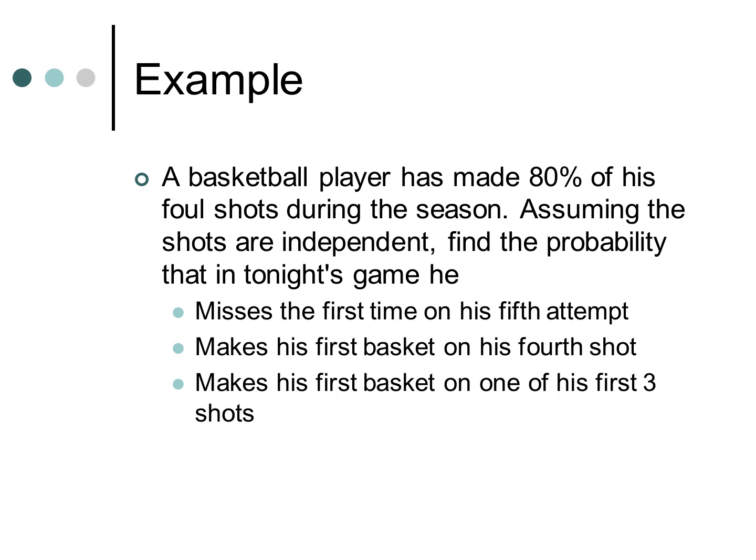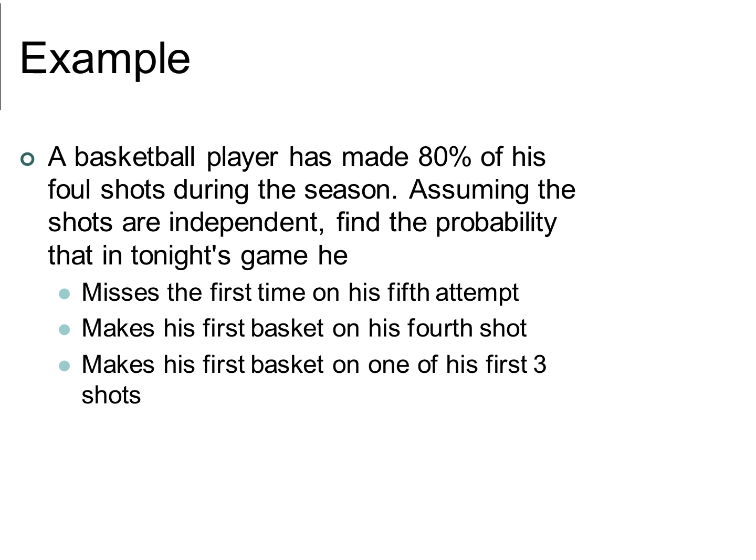Okay, so this basketball player makes 80% of his foul shots. Assuming the shots are independent, what's the probability he misses the first time on his 5th attempt? What does that look like? How many makes? 4 makes. What's the probability he makes it? 0.8 to the 4th times 0.2, right? What do we get? 0.08192.